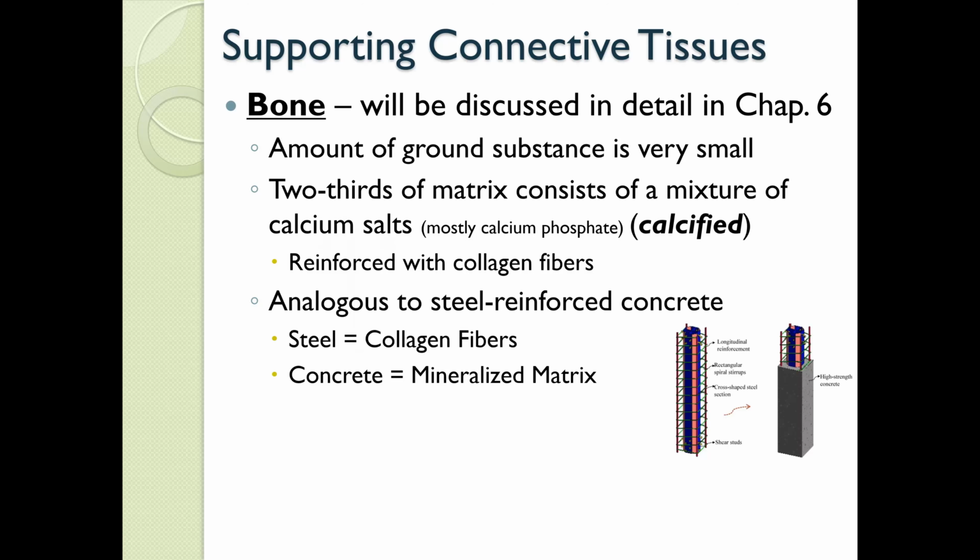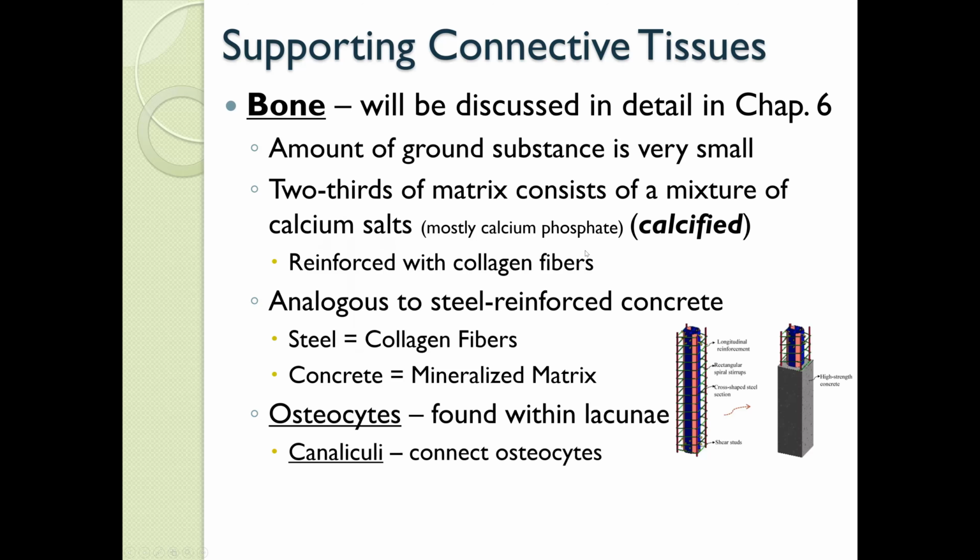And so bone is very similar to this, in that the steel is like the collagen fibers. So you have this network of these long parallel collagen fibers, and then poured around and mixed in with these fibers is where you have the mineralized matrix that is made up mostly of calcium phosphate.